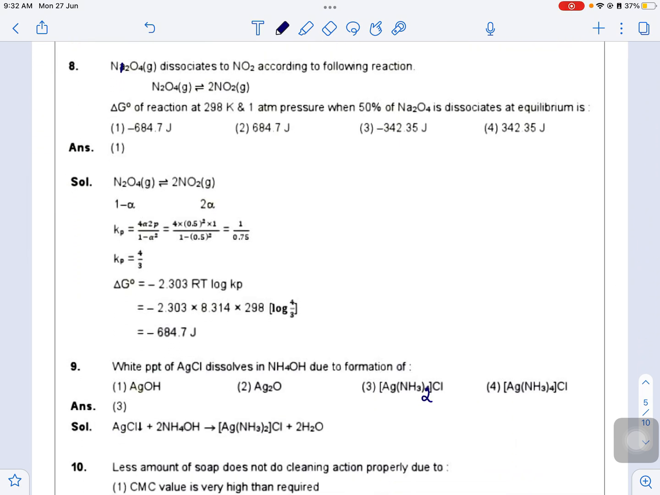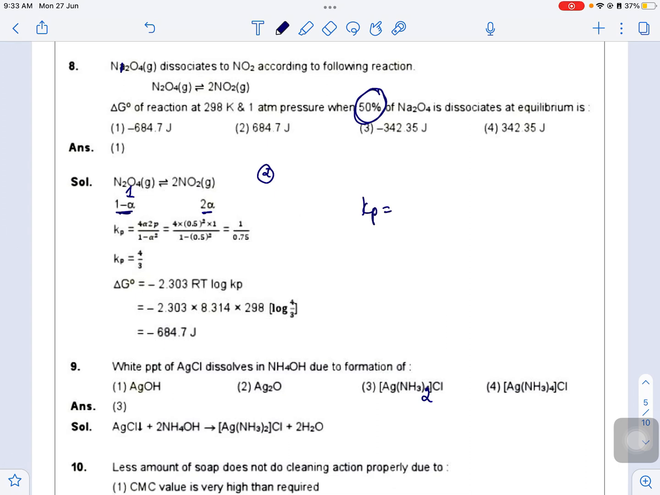So next question is based on the chemical equilibrium. Here delta G naught is asked to calculate for the reaction N2O4 giving NO2. Here degree of dissociation is given as 50%. So N2O4 is giving 2NO2. If degree of dissociation is alpha, at equilibrium if you take initial moles 1 mole, equilibrium moles will be 1 minus alpha and 2 alpha.